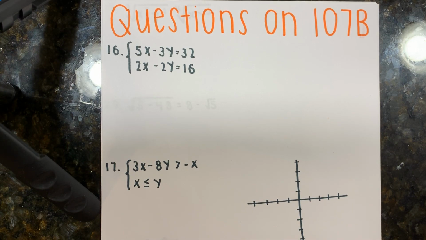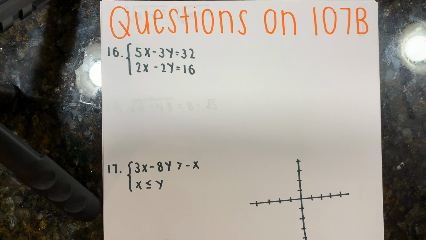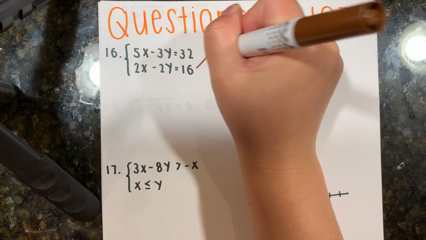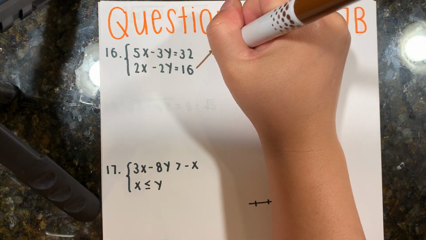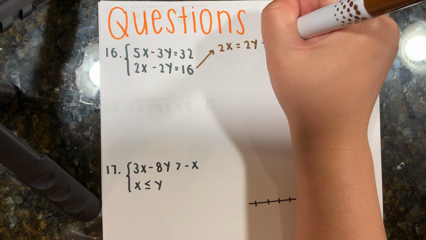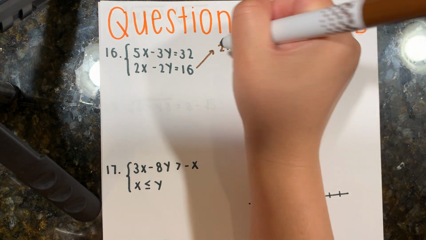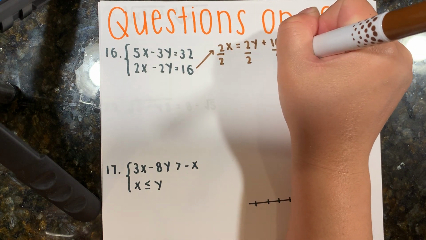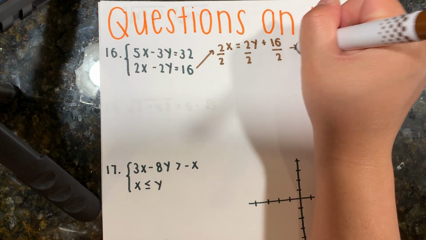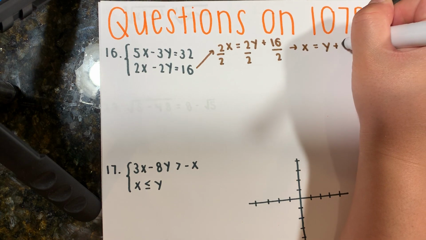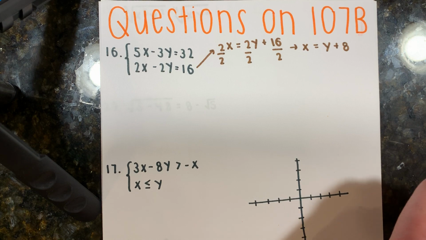Today we're going to be going over your questions on lesson 107B. What we're going to start with is number 16. So I'm going to start with solving this equation for x. So I'm going to have 2x is equal to 2y plus 16. I'm going to divide everything by 2. So that would give me x is equal to y plus 8, and luckily that all comes out evenly.